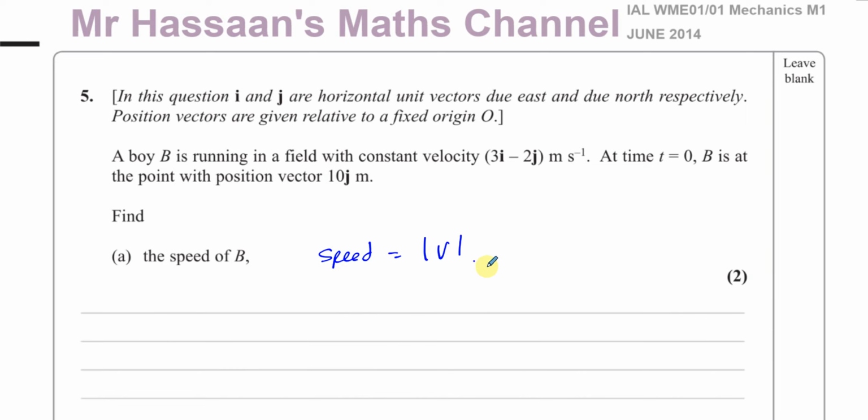It's the magnitude of the velocity. And the velocity of B is given by this vector 3i minus 2j. I like to write them as column vectors. That's the velocity of B as a column vector. And we want to find the magnitude of the velocity of B.